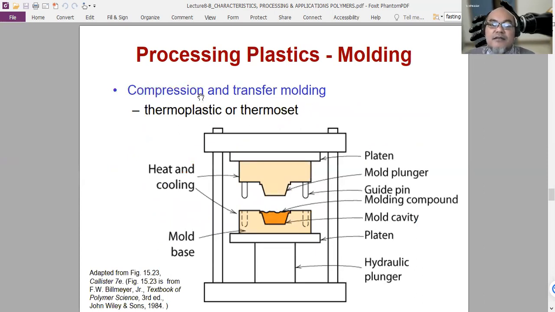Molding is done like this, compression and transfer molding, where the thermoset or thermoplastic material is put inside a mold case and heated or cooled down, between these two shapes. This is the mold plunger that goes down and then forms the shape of the plastic. It is moved using a hydraulic plunger, similar to a tensile testing machine.